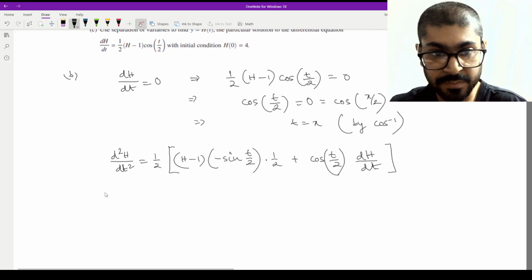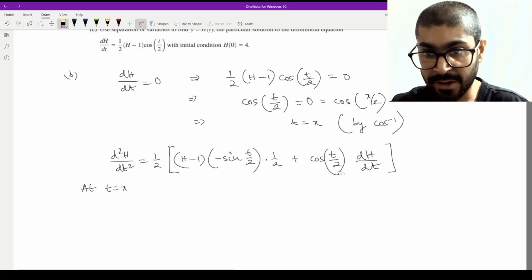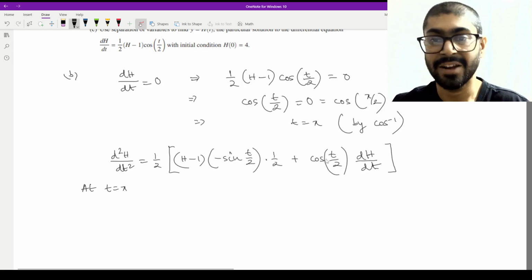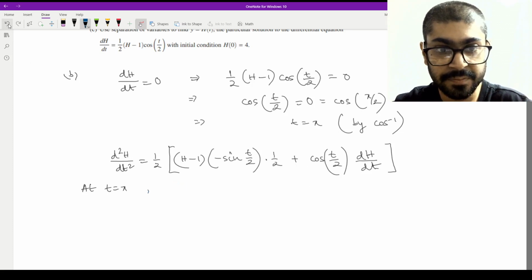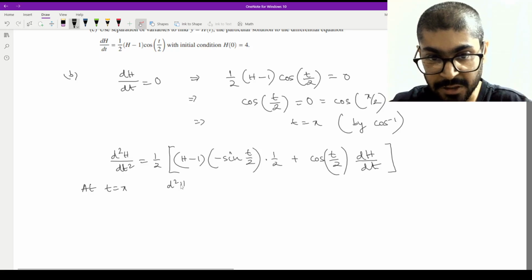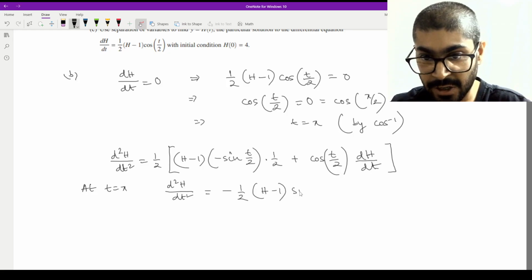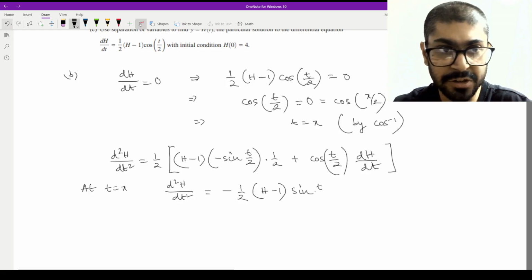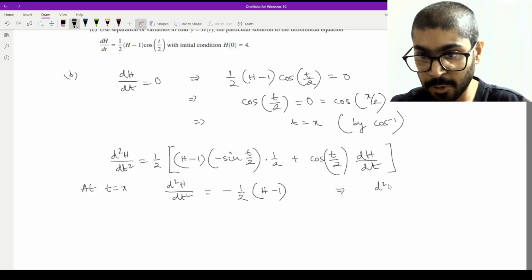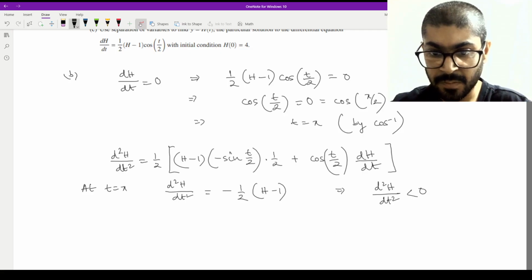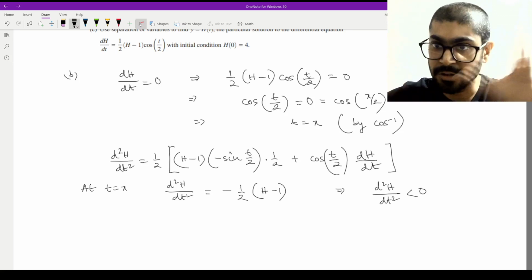Now here at t equal to pi, cos pi by 2 is 0, right? So the second portion becomes 0 and the first portion becomes d2h/dt2. That turns out to be minus half into h minus 1 into sine pi by 2, which is 1, right? So this implies d2h/dt2 is less than 0. Okay, so if the second derivative is negative, that means the point that we just checked was a maxima. All right, so this portion is clear.